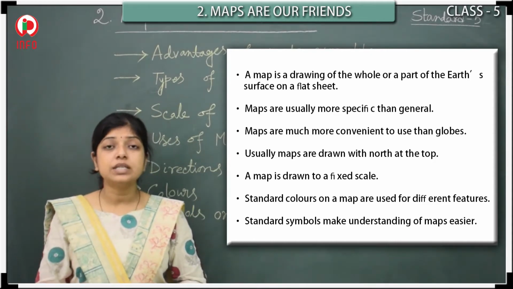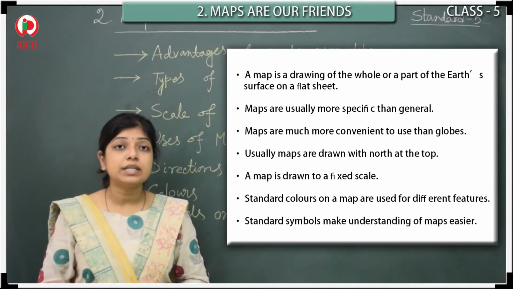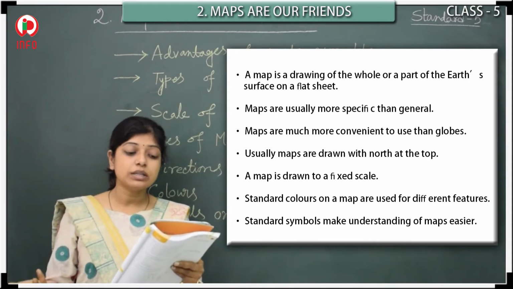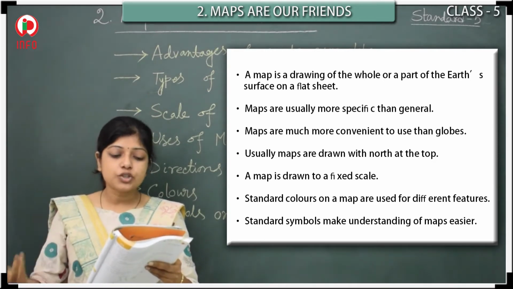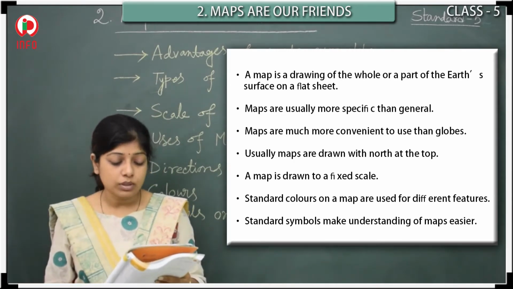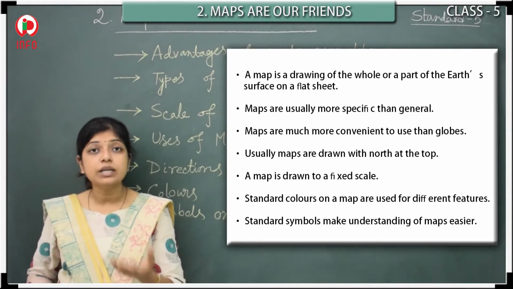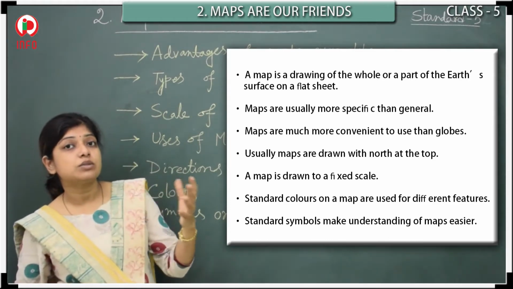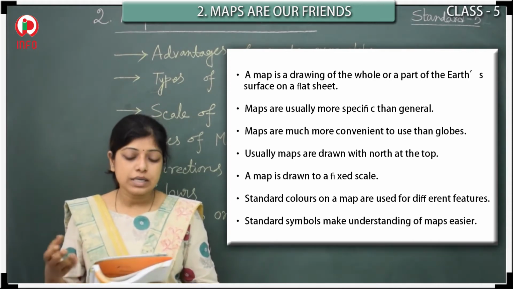You may get it in the physical form, you may get it in political form, you may get it in road map form, in different things you may get. So map, definitely that one is more specific. Next, maps are much more convenient to use than globes. Already I have told you what is the reason behind it. Because maps you can carry from one place to another place, but globes are not easily carryable.